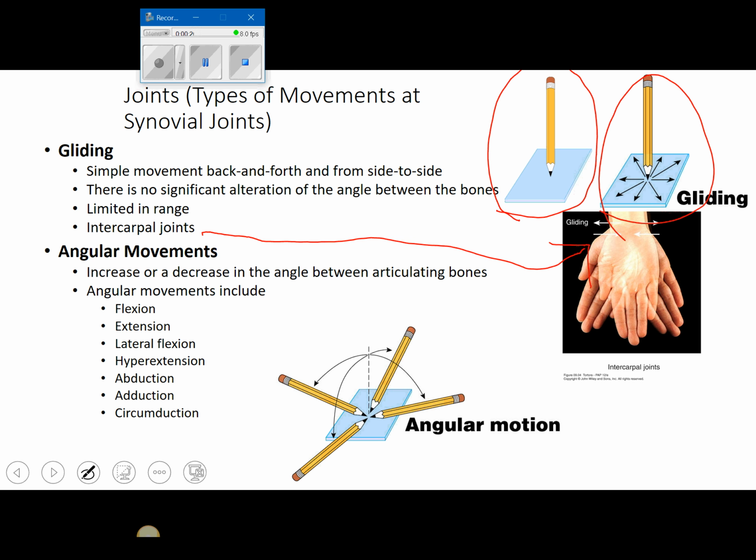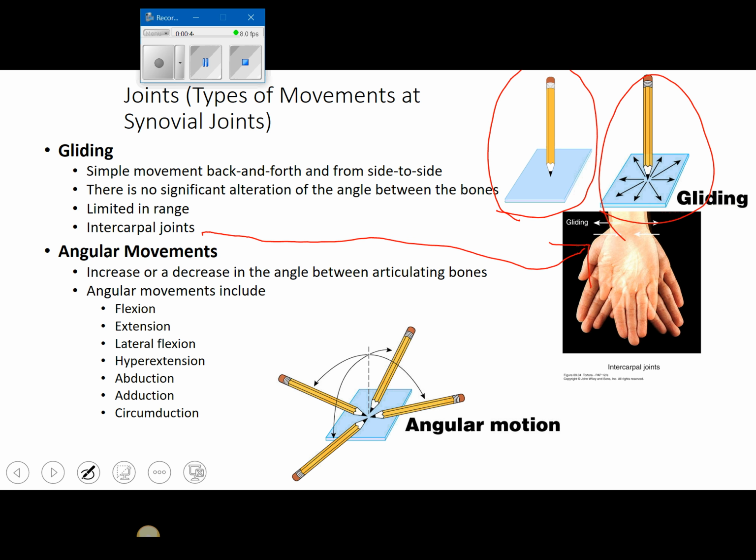So gliding is a simple movement back and forth and side to side. There's no significant alteration between the bones, so you're limited, of course, in range. The picture here, showing the intercarpal joints, is an example of that.